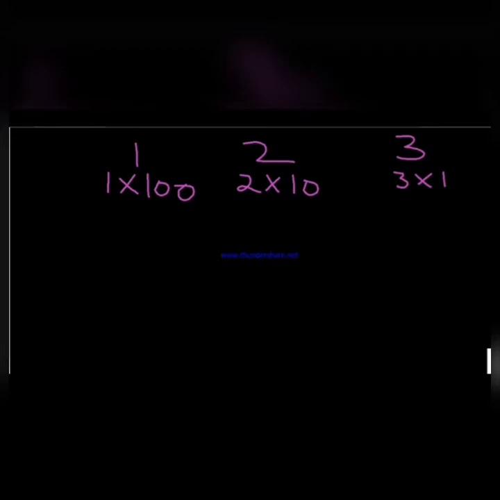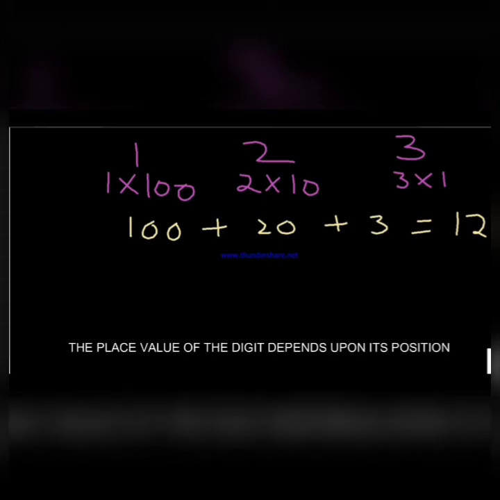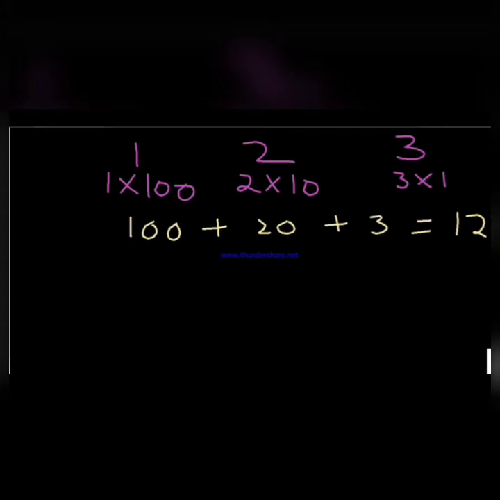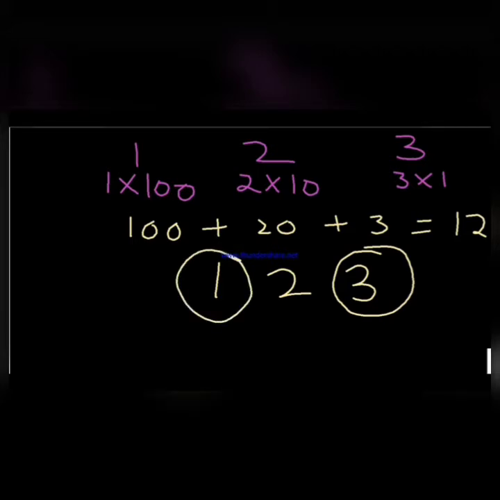So when I add up my numbers, they become 100 plus 20 plus 3, that is 123. The place value of a digit depends on its position. The rightmost digit is called the least significant digit, and the leftmost digit is called the most significant digit. This is your first number system, the decimal number system.